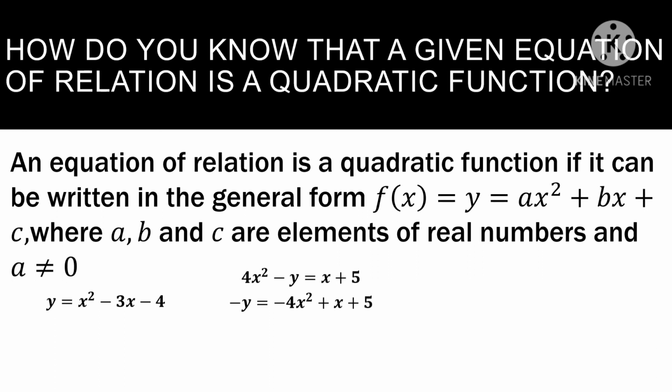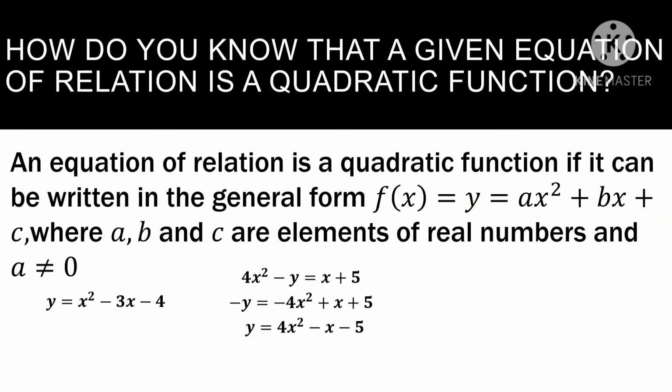If we multiply both sides by negative 1, we'll come up with positive y equals 4x squared minus x minus 5. So if we multiply both sides by negative 1, it will become positive. Then this sign will become positive, this one will become negative, and this one is negative. So you have y equals 4x squared minus x minus 5. So it looks like the general form.